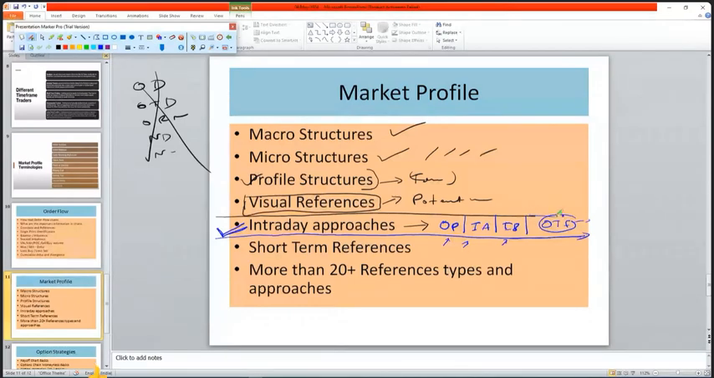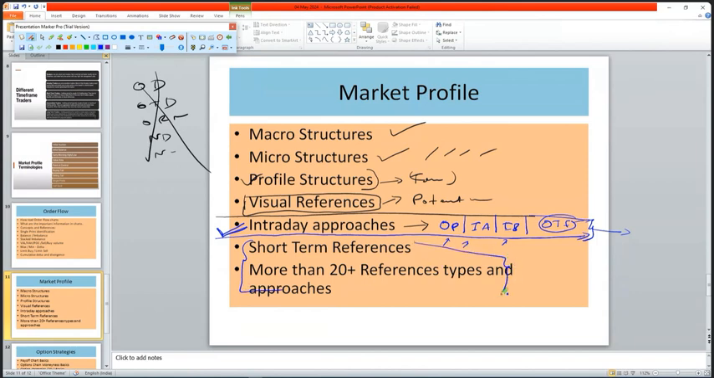Now I am teaching through mentorship only. For more than three to four months I was teaching freely. A lot of market profile traders are following this approach and giving feedback. This approach is good compared to any of the indicators. It is working well. Now in my mentorship I am teaching a lot of short-term references in the market.